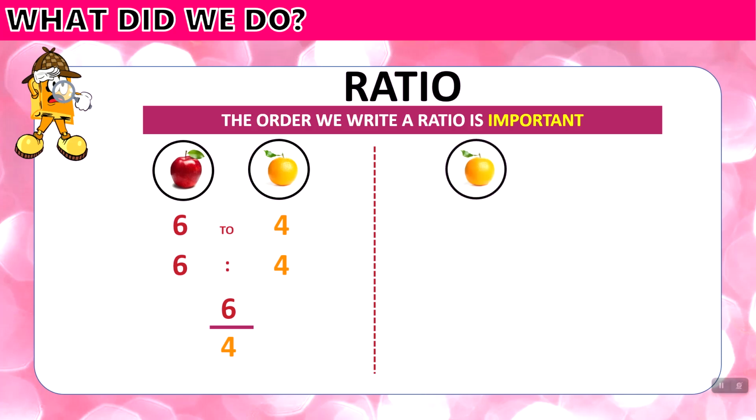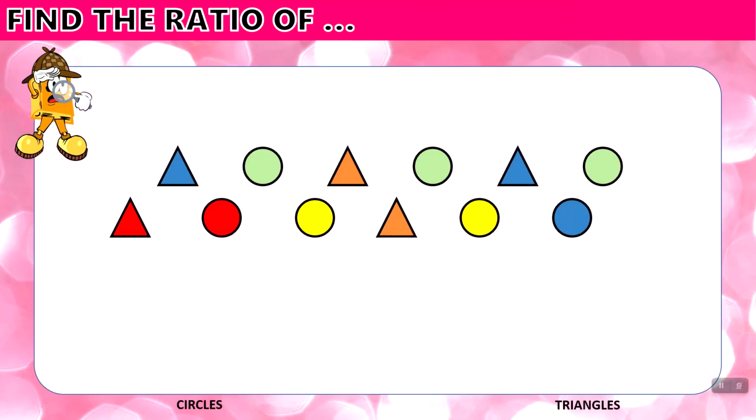But if we had oranges first and then apples, it would be 4 oranges and 6 apples. This would read as 4 to 6, or 4 colon 6, or 4 over 6. We can see that this is different from the original one at the left, where we had apples first and then oranges, which was 6 to 4. Oranges first and then apples gives us 4 to 6. So the order is important.